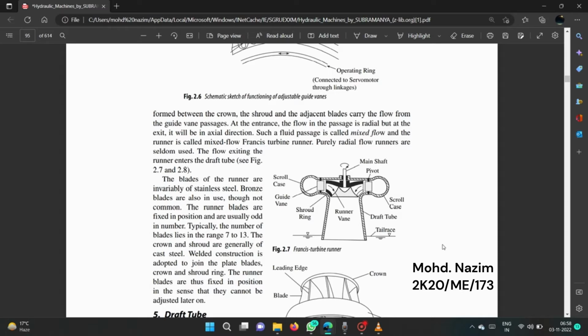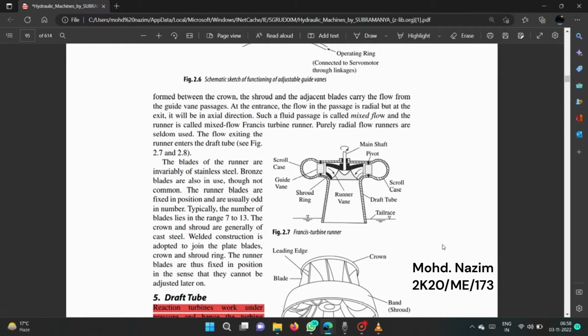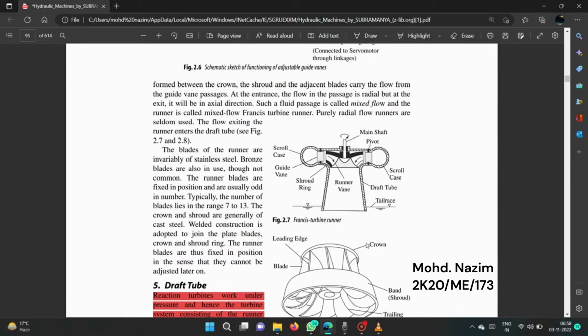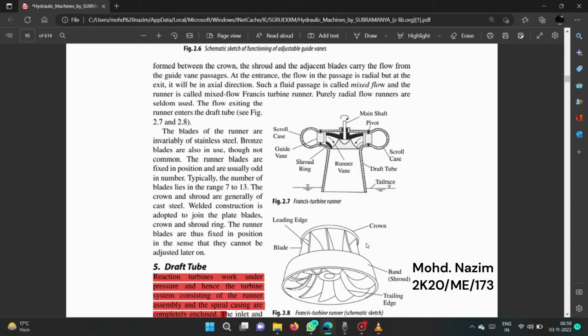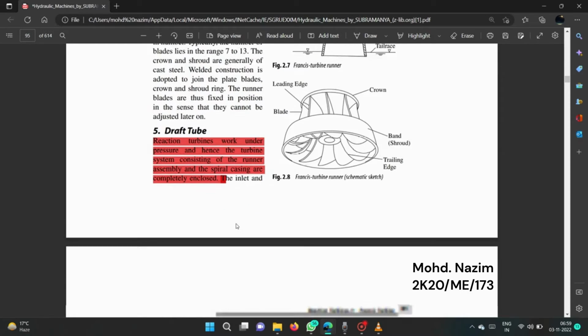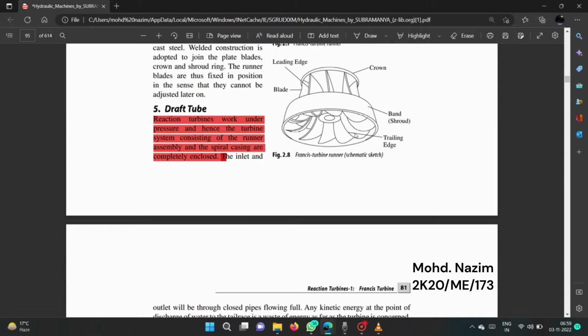So basically the first part helps to rotate the turbine with the water. And the upper part of the blade is used for the reaction force of the water flowing through it. There are two forces that act on the runner blade. And we go to the next topic, which is the draft tube.